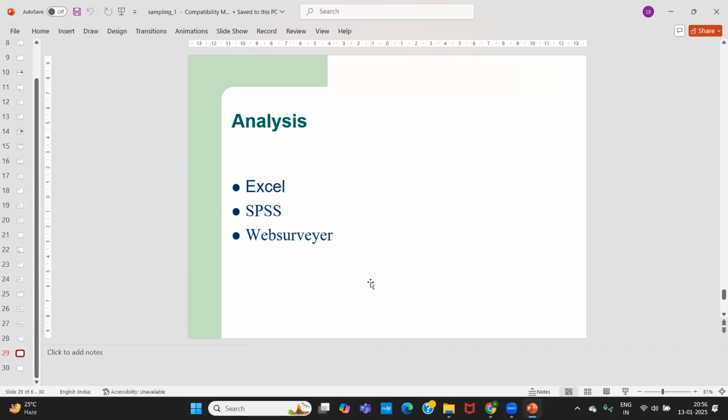The analysis can be done using Excel, SPSS, Web Surveyor, Python, MATLAB, or any of the software. But SPSS is quite important, and quite easy in terms of questionnaire construction or while selecting the samples.